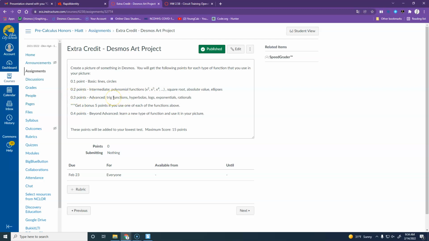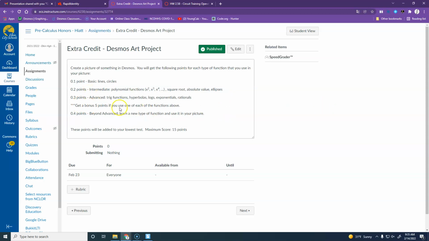Advanced, I'm going to count as trig functions. We haven't done trig functions yet, but they were in Math 3. So this could be any trig function: sine, cosine, tangent, secant, cosecant, cotangent. Hyperbolas, logs, exponentials, and rationals all fall into this category. So the more you use of the more advanced, they count more. But lines are a lot easier, and you can put lots of them on there.